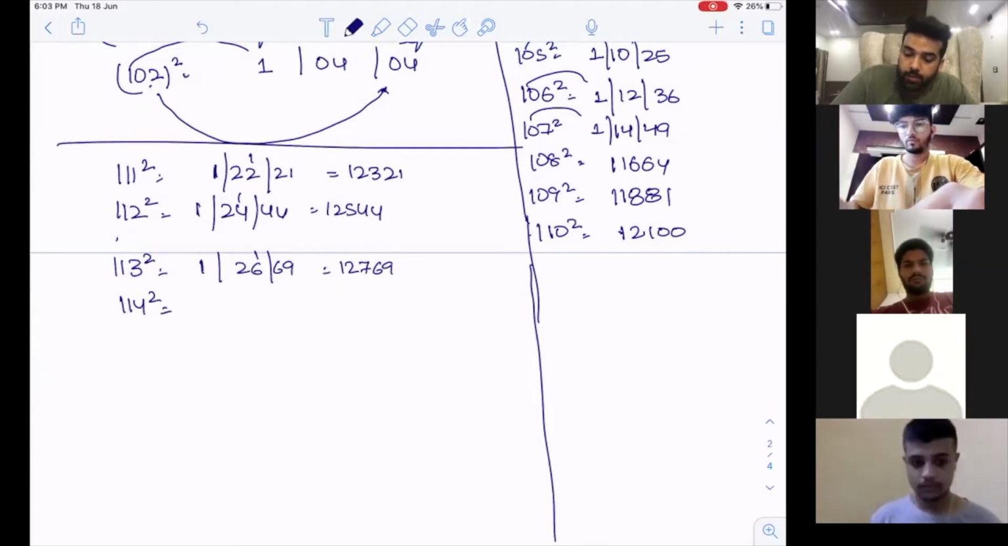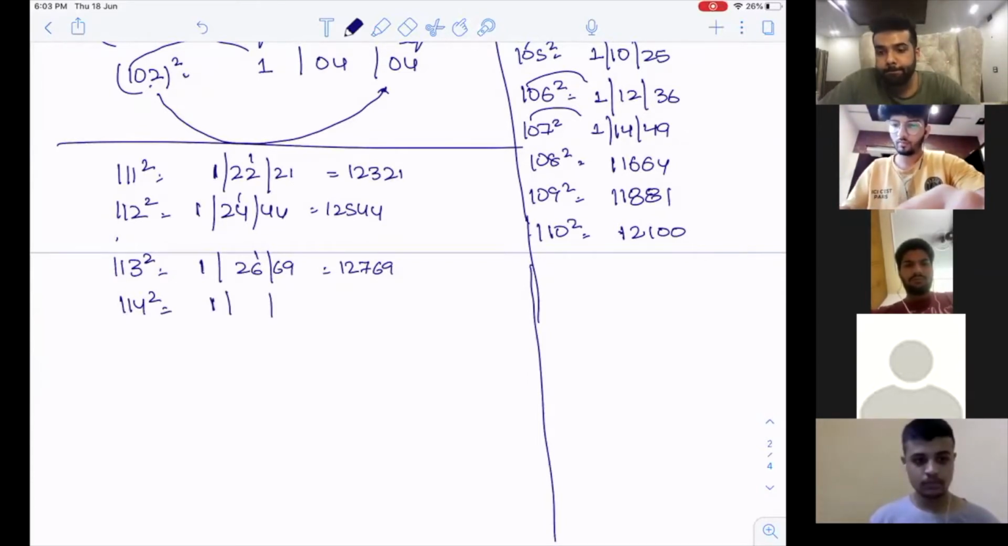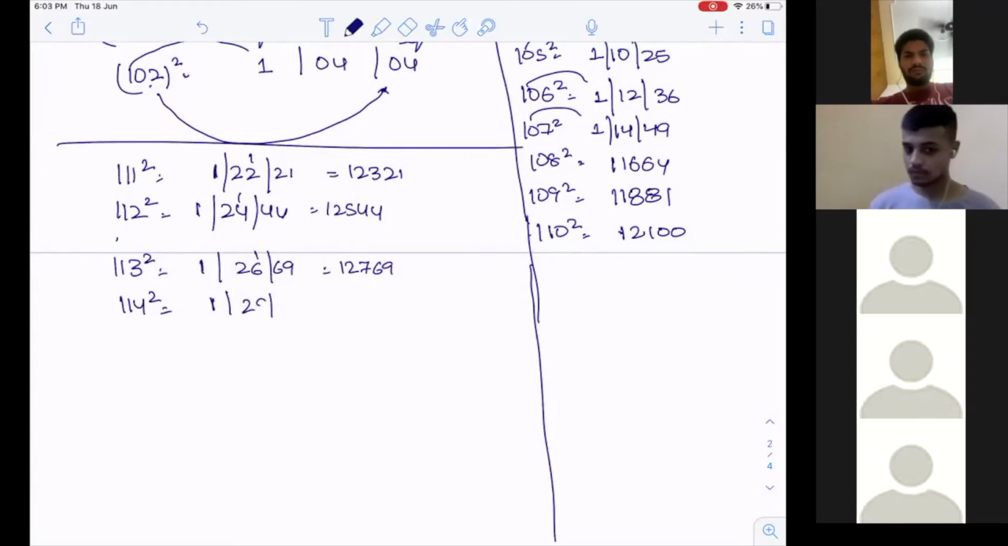114 square. Next, Neharika, tell me quickly. 12996. Rishabh, 115 square. You should be able to get it simple. 13225. Absolutely correct.